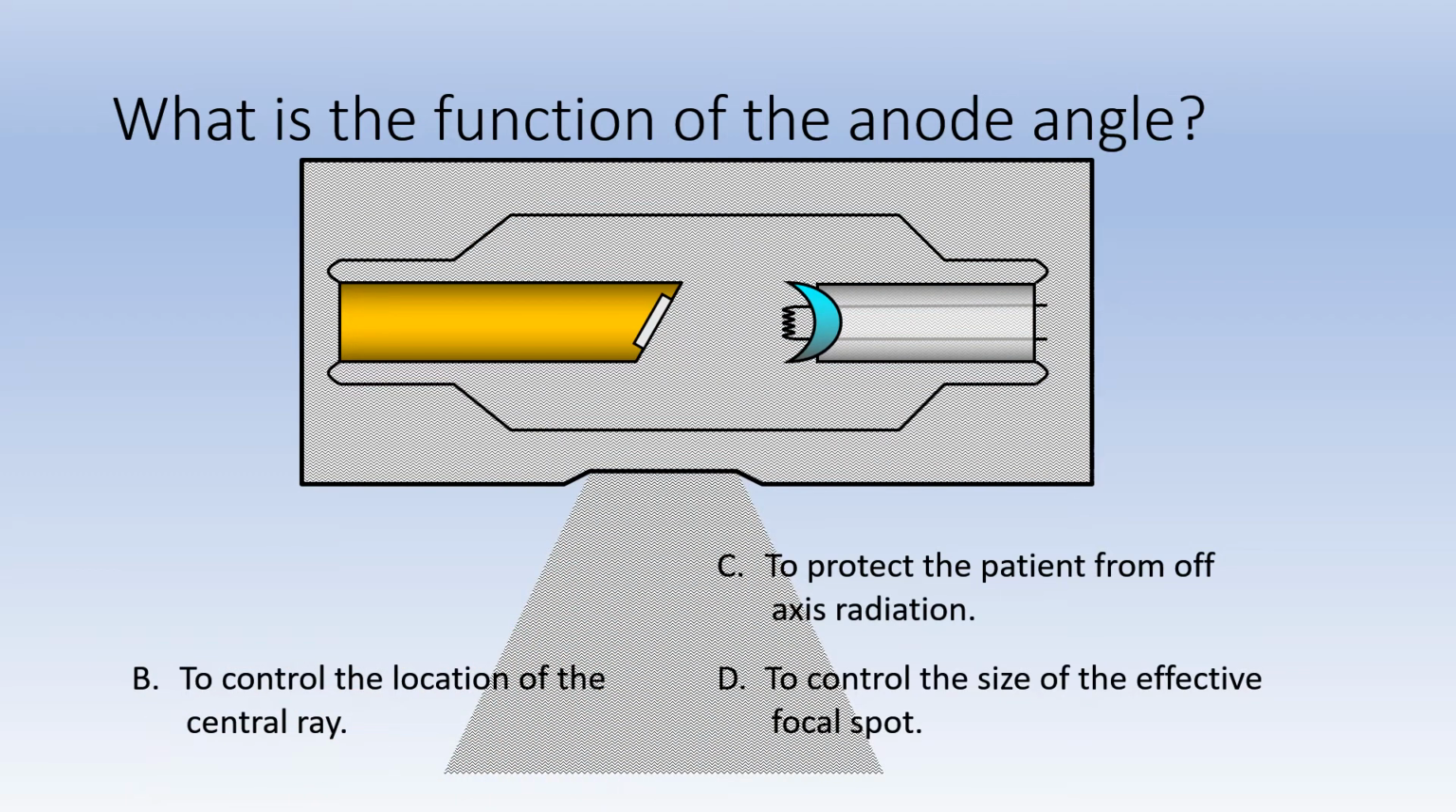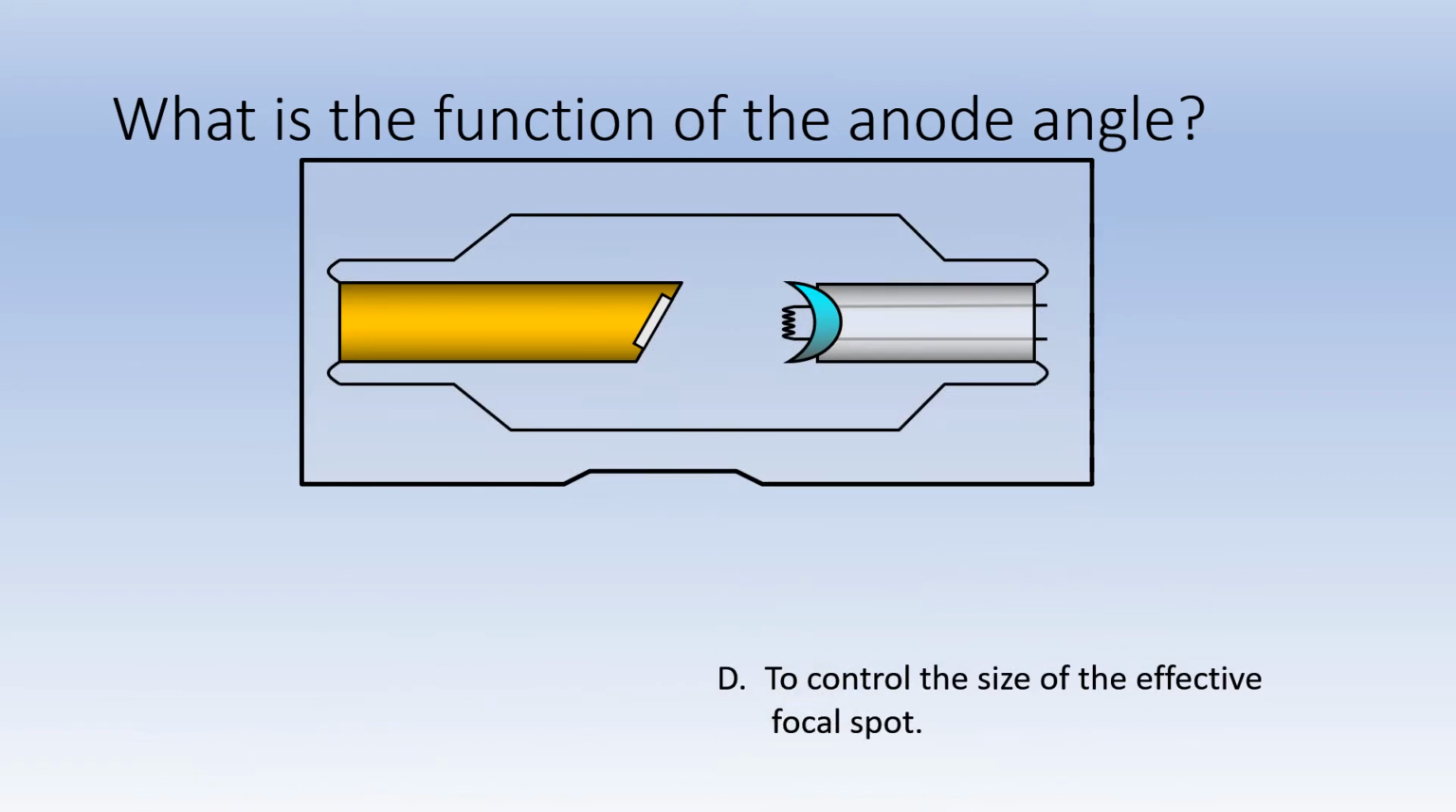X-rays cannot be directed or redirected. When the X-ray beam is produced within the X-ray tube, X-rays travel in all directions. The only rays used to produce the image are those that exit the tube port. The only reason for the existence of the anode angle is to control the effective focal spot size. The effects and controls of the effective focal spot is a presentation for another time.